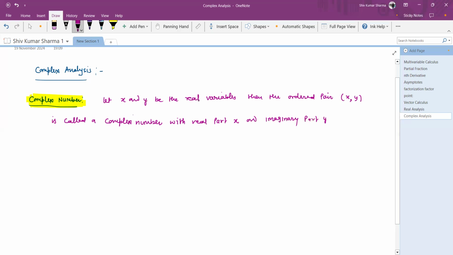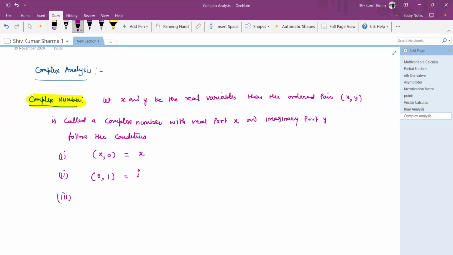The imaginary part y obeys the following conditions. First, the ordered pair x comma 0 gives only the real number. Second, we have 0 comma 1, which means the real part is 0 and the imaginary part is 1. We write this as iota.